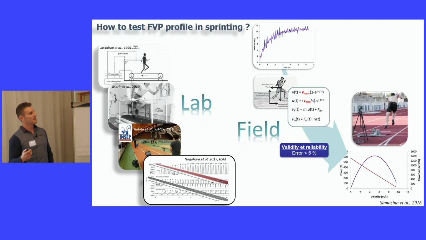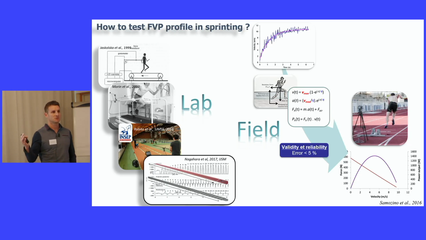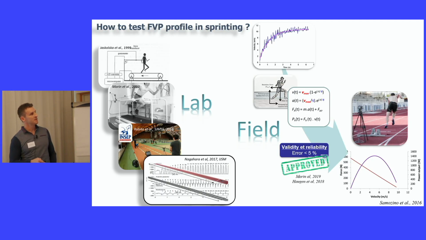So in the field, we developed some years ago a method based on a biomechanical model. It's the use of Newton's laws of motion applied to sprinting, and from kinematics data, so the change in velocity over time, for example, we can have a good, valid and reliable estimation of the force-velocity and power-velocity relationship. This method was validated in other different studies, so we can be confident with this method.